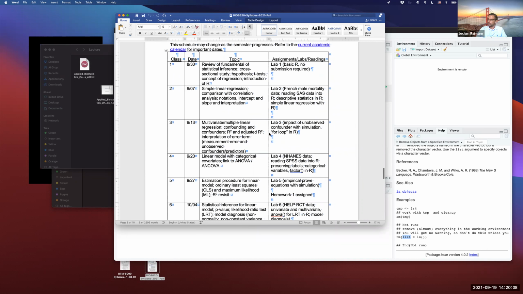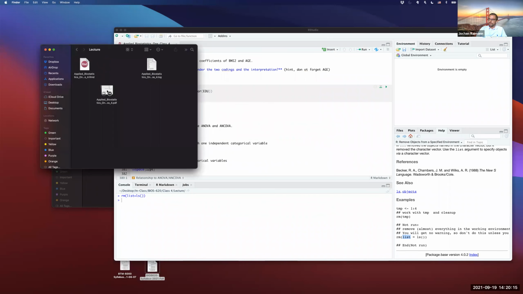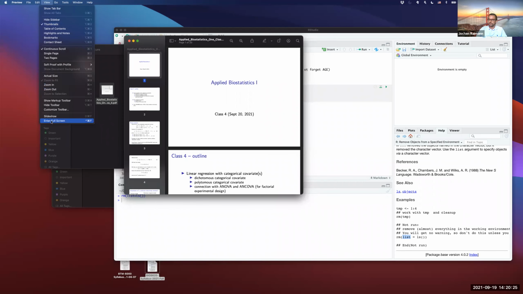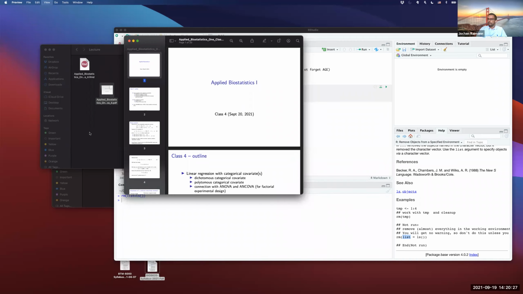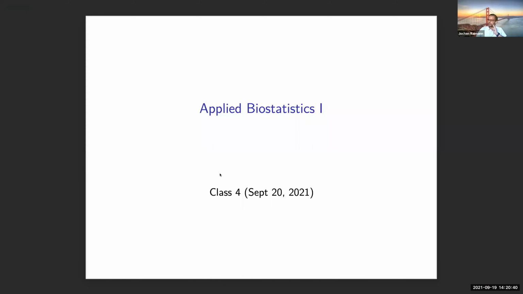Good. Okay, today linear models with categorical variables linked to ANOVA and ANCOVA. Good. So we are diving right in. We are now looking at biostatistics. Good. So we are looking at class 4. Let me just confirm that I can share the right screen. Just let's make sure everything is fine. Okay, so this is class 4, September 20th.